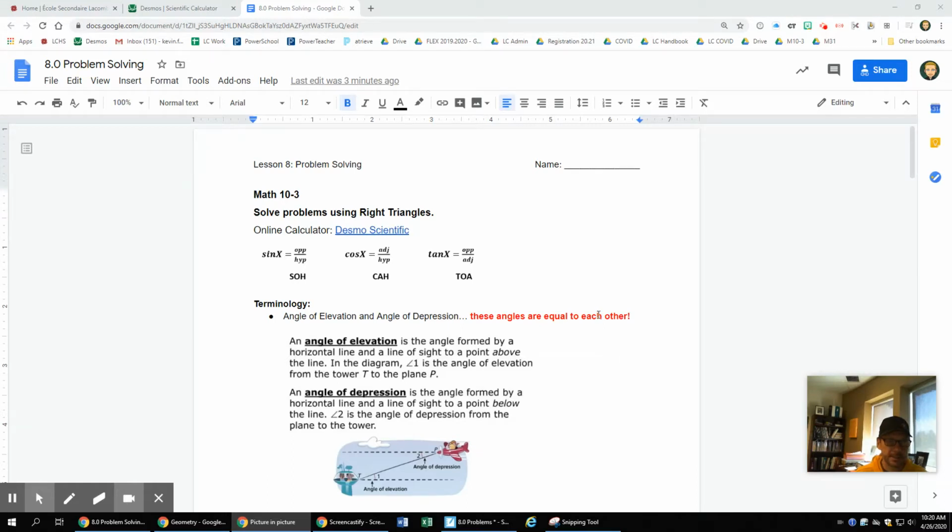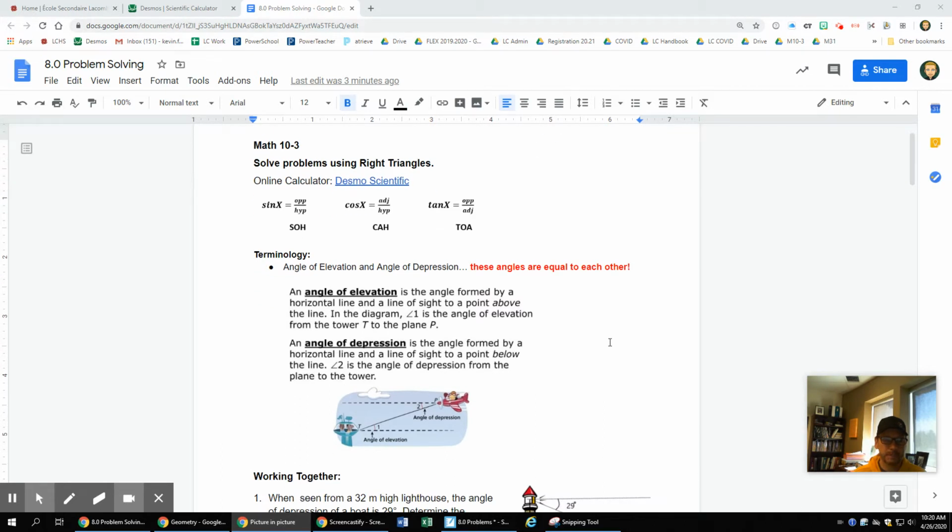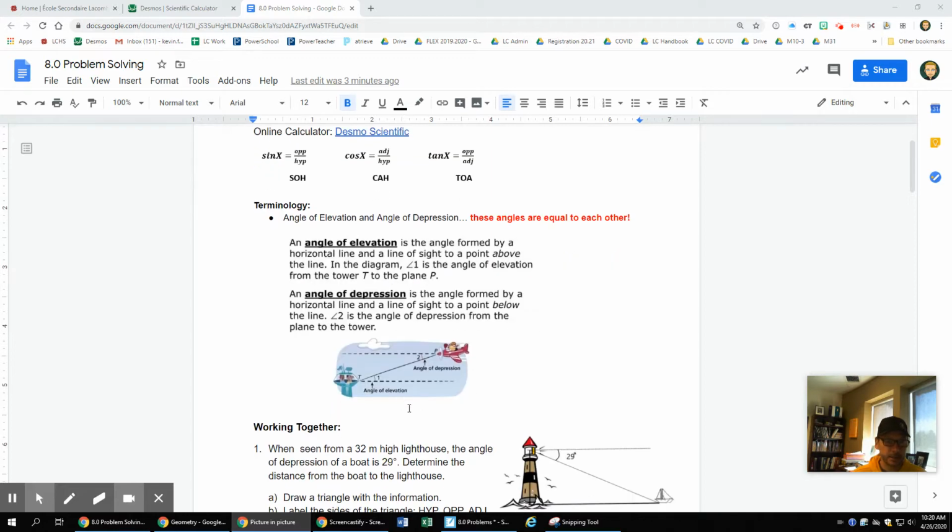Everyone, this is lesson 8, and we're going to do some problem solving. One of the things that we use a lot when we're talking about problems in trigonometry or geometry is the angle of elevation and the angle of depression. Our little airport example here is you've got people in a tower looking up to people in a plane, and people in a plane looking down to the people in a tower. The people in the tower are looking up, so it's an elevation, and the people in the plane are looking down, so it's an angle of depression.